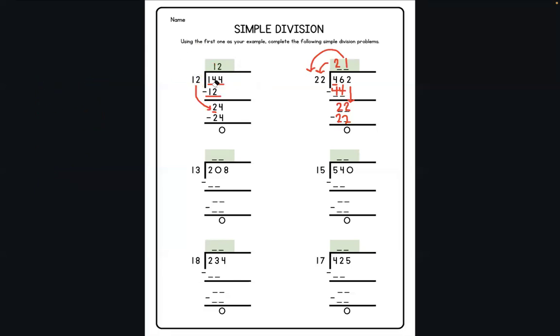So let me erase all this. And you are going to do the rest by yourself. Please remember the 4 steps: divide, multiply, subtract, and bring down.